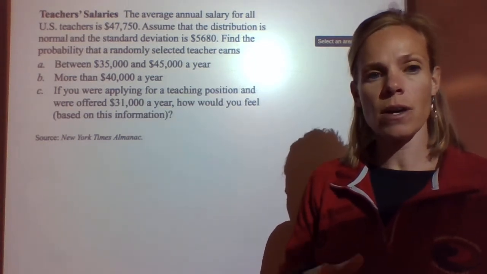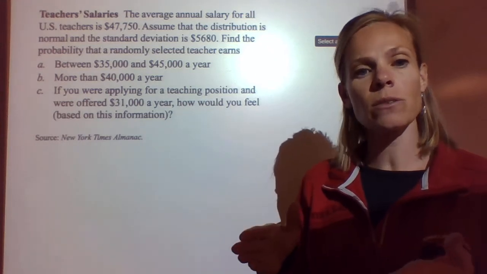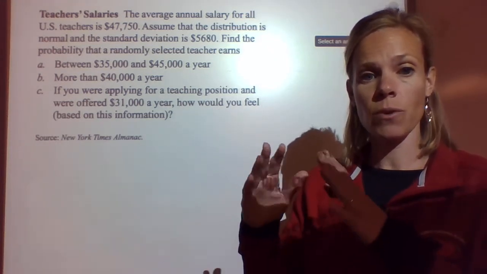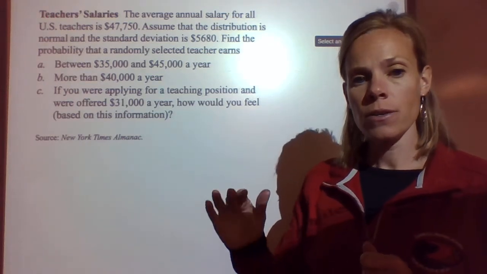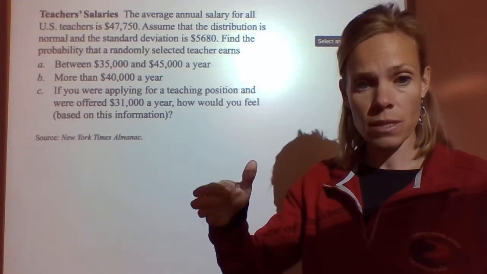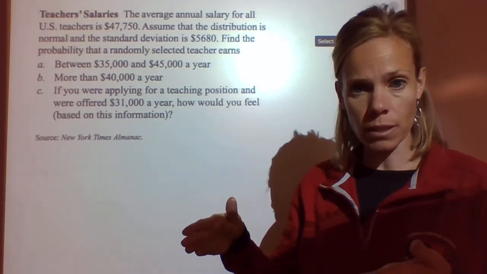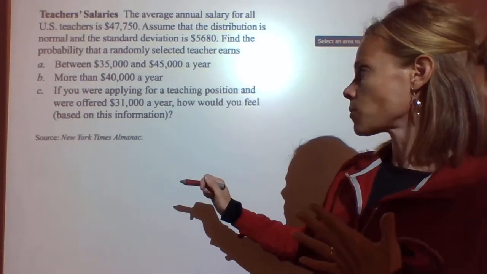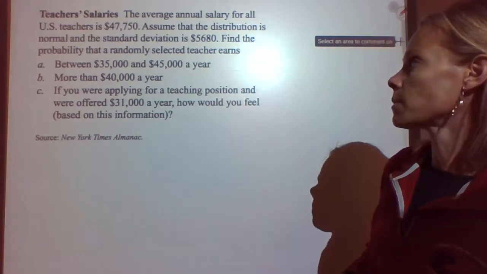Section 5-2 goes now that you know how to find z-scores and area. Going back to the very first thing we did with raw score data, how do you take raw score data and convert it into a z-score so you can find probability? Okay, so let's do this example.